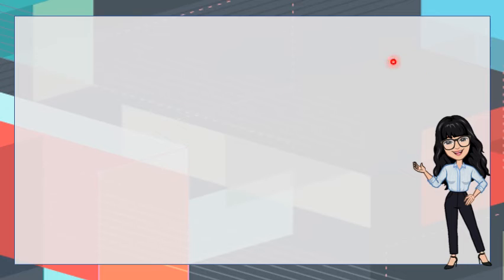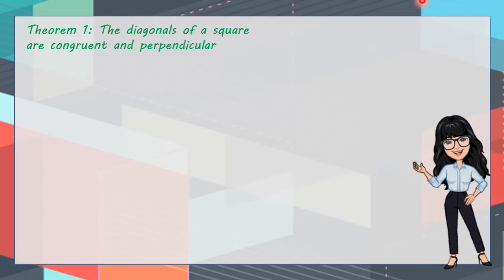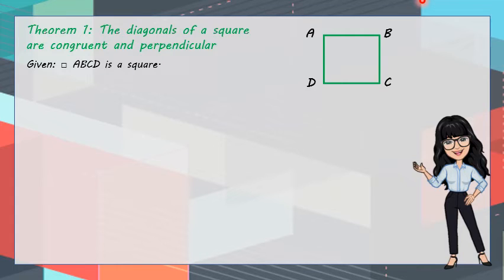Let us prove the theorem, the only theorem for a square. So the diagonals of a square are congruent and perpendicular. So we have your given ABCD is a square. So this is our square ABCD. And since this is a square, remember, all sides are congruent, all angles are right angles. So we need to prove that AC is congruent to BD, or segment AC is congruent to BD.